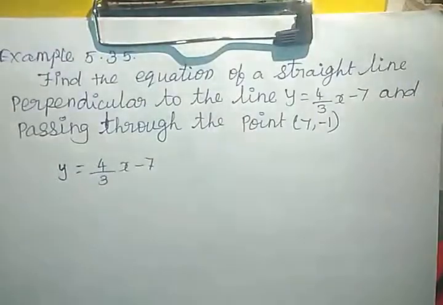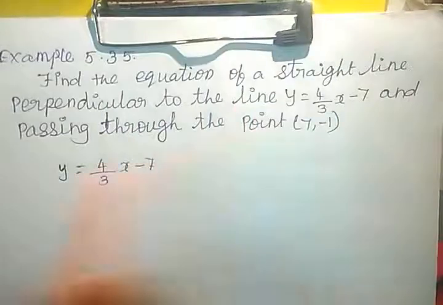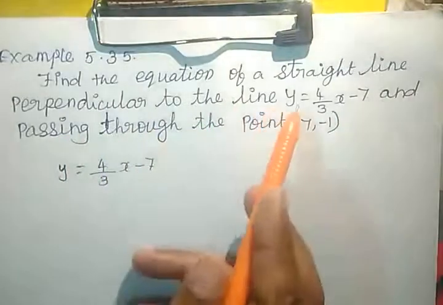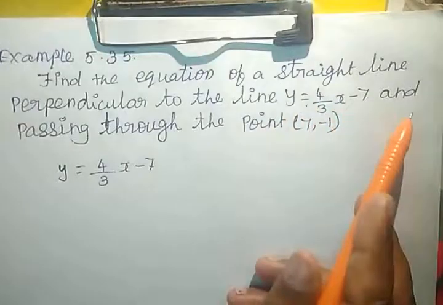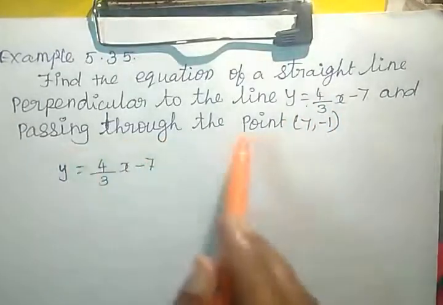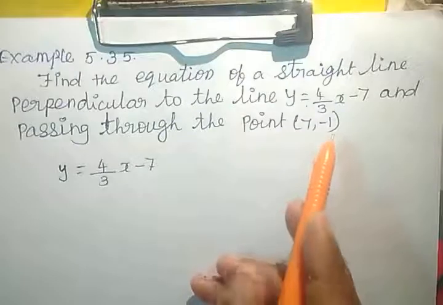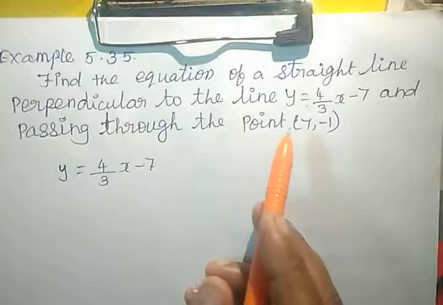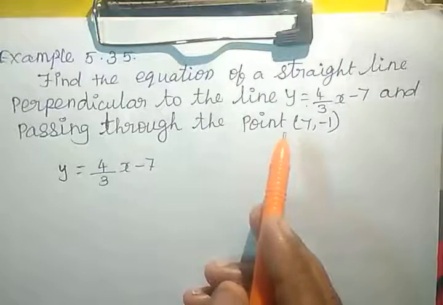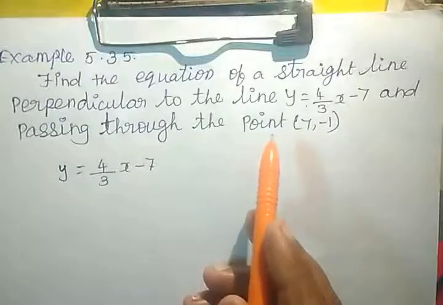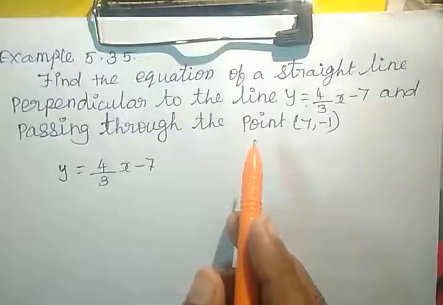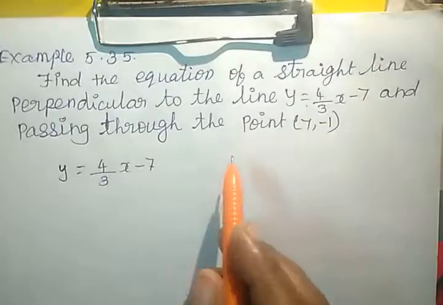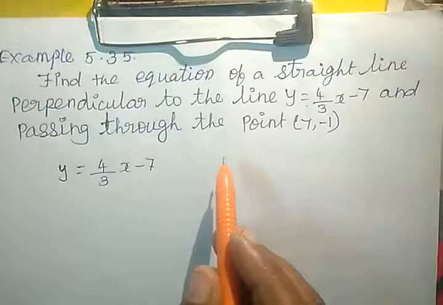The next example is example 5.35. Find the equation of a straight line perpendicular to the line y is equal to 4 by 3 x minus 7 and passing through the point (7, minus 1). Already we studied the lines are perpendicular. The x coefficient and y coefficient are interchanged and also the constant term changed. So find the equation of the perpendicular line.